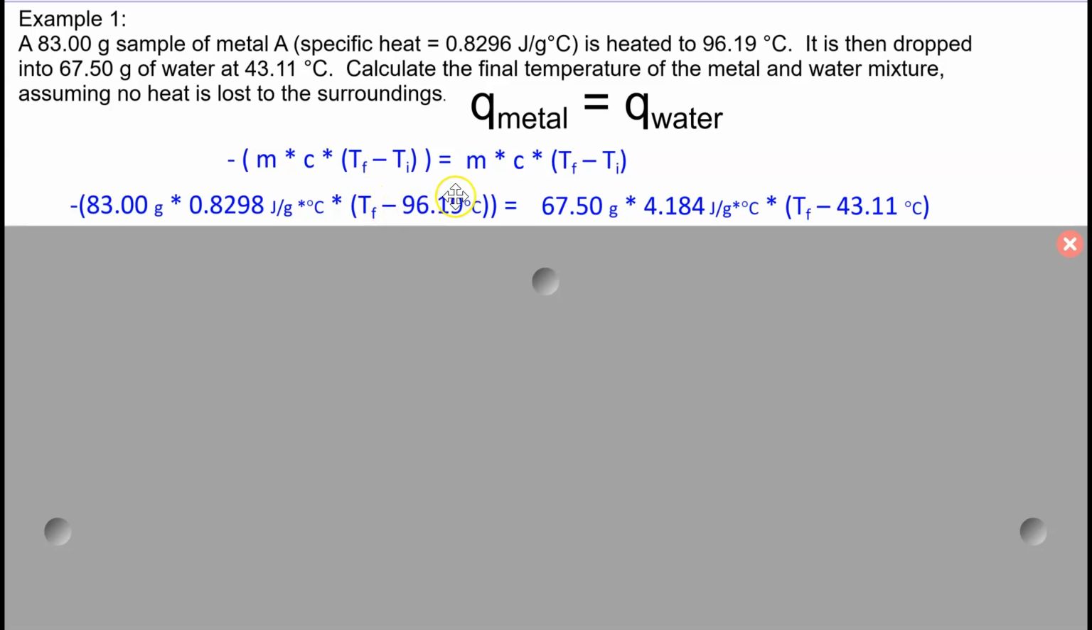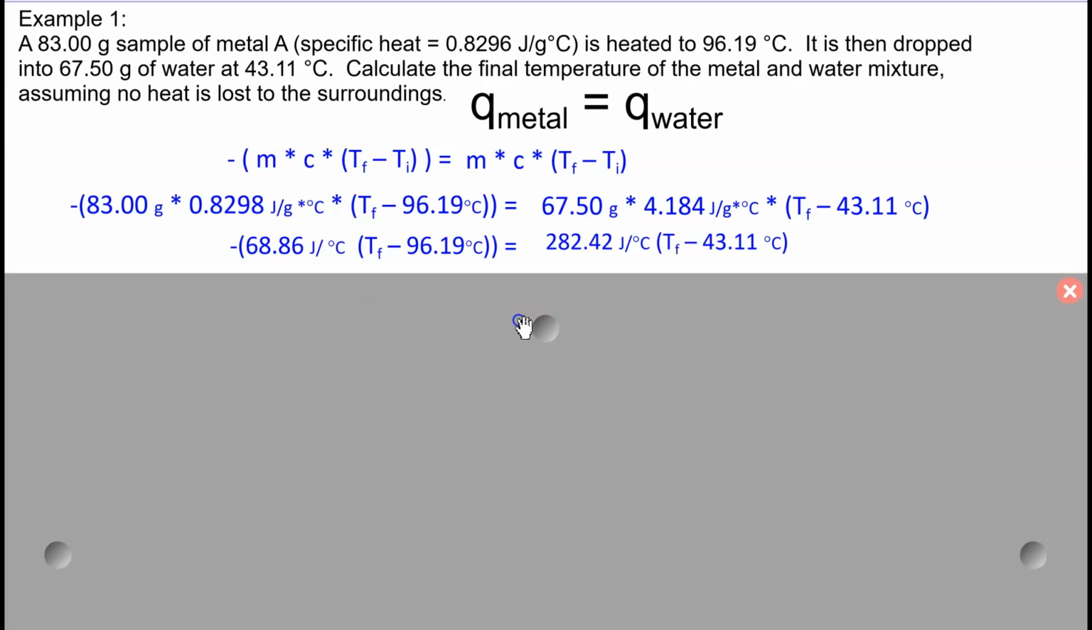So TF minus TI, remember our metal was heated or started at 96.19. On this side, this is the mass of the water. This is the specific heat of water. It's on your formula card, or it's a standard that you should have memorized. And then TF minus the initial temperature of water. Now, the rest of this is all algebra.